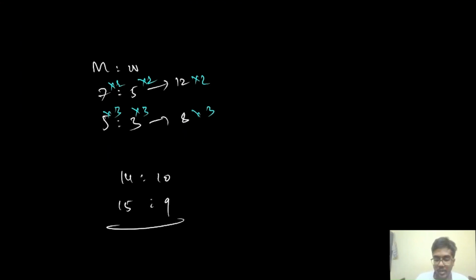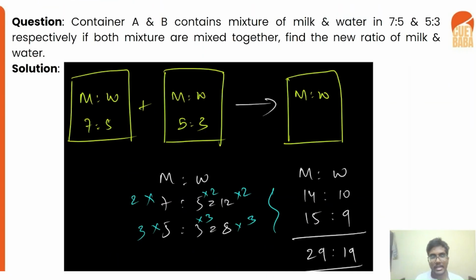So now add them up. You get 29 is to 19. So this is the final ratio of milk to water. So 29 is to 19 will be the final ratio. I hope you people have understood this. Coming to the next question.